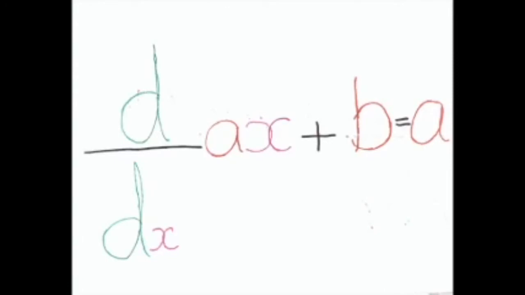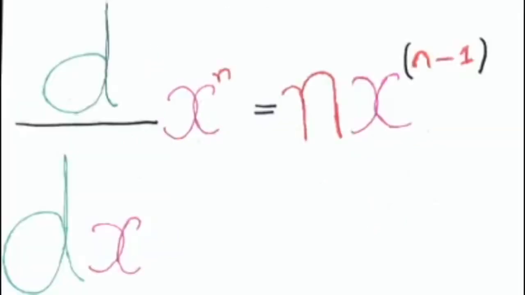The next derivative rule we have is the power rule. This applies as long as the value n is not equal to 0. So this even works for negative numbers and fractions. And the derivative of x to the n is n times x to the n minus 1.